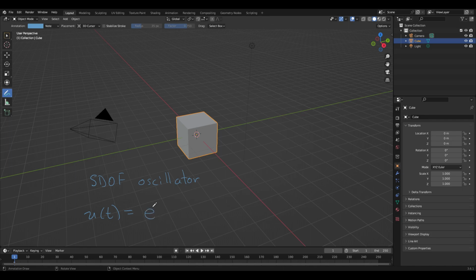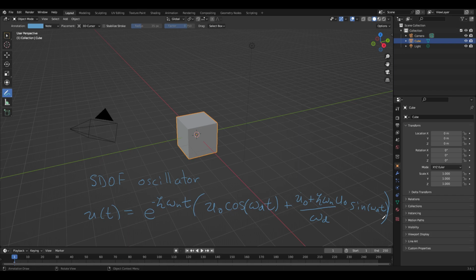So here we go. This is just single degree of freedom oscillator, as I said, and the displacement of that oscillator is described in terms of displacement, which is this u as a function of t, time, and you can look this up in a lot of different books out there, but it's e to the minus zeta omega n t, and that is multiplied by u naught cosine omega d t plus u naught dot plus zeta omega u naught divided by omega d times sine omega d t.